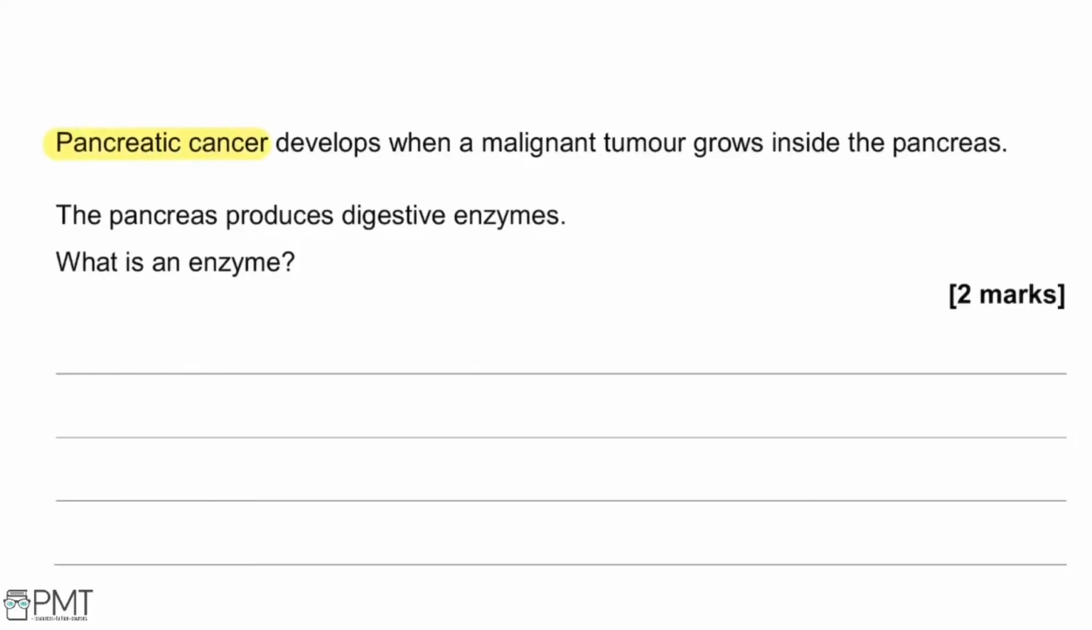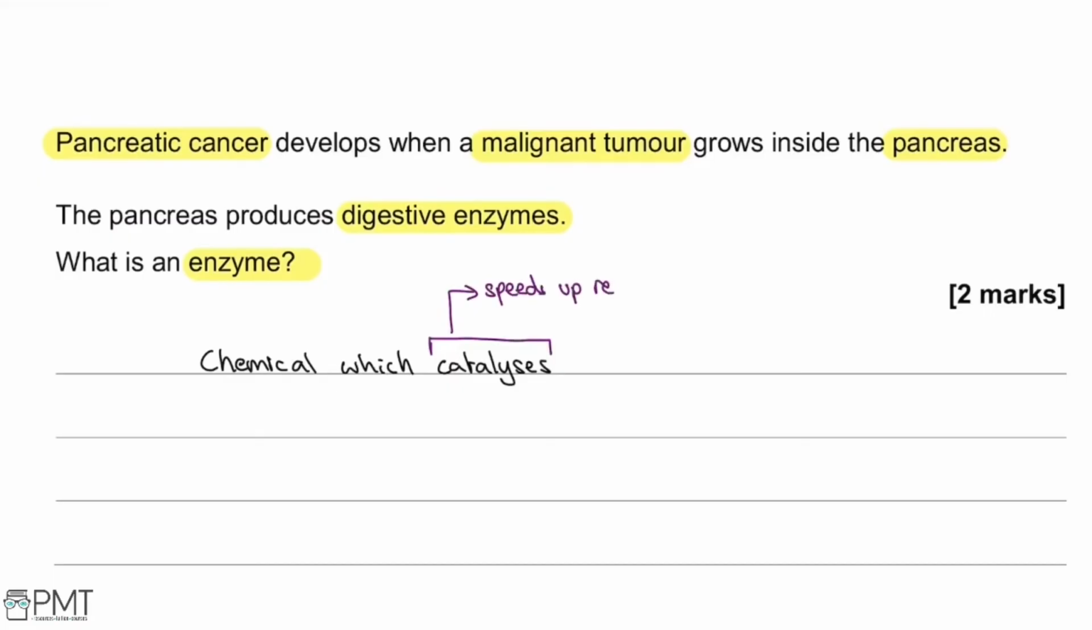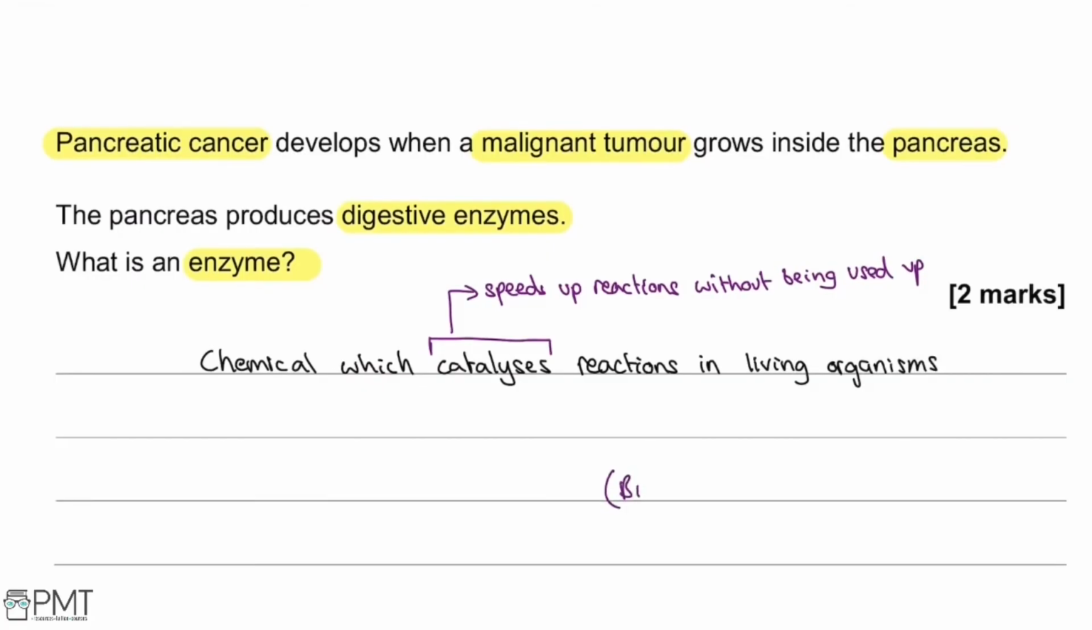Pancreatic cancer develops when a malignant tumour grows inside the pancreas. The pancreas produces digestive enzymes. What is an enzyme? So the way that the mark scheme is looking for you to define this term is as a chemical which catalyses, and catalyse just means to speed up a reaction without being used up itself. So this enzyme catalyses the reactions happening in living organisms. And the simplest way that you can define this is by calling it a biological catalyst.